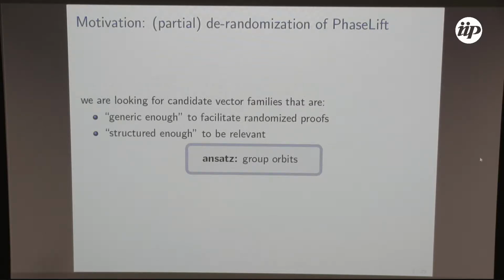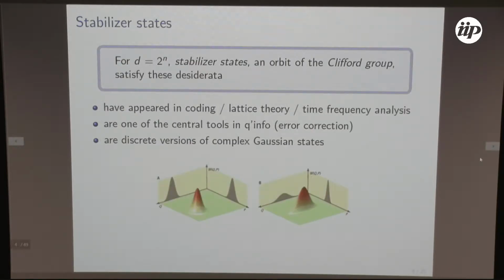So we are looking for candidate vector families that are generic enough to facilitate these randomized proof techniques that are a bit more difficult, actually, than the ones David mentioned. But at the same time, we want them to be structured enough to be relevant. If we just allow for generic measurements, it is not very realistic. And the ansatz that we pursued there is to look at orbits of certain finite groups, because they are still generic, but also have a lot of structure. And we don't only look at arbitrary groups, but we look at stabilizer states and orbits of the Clifford group.